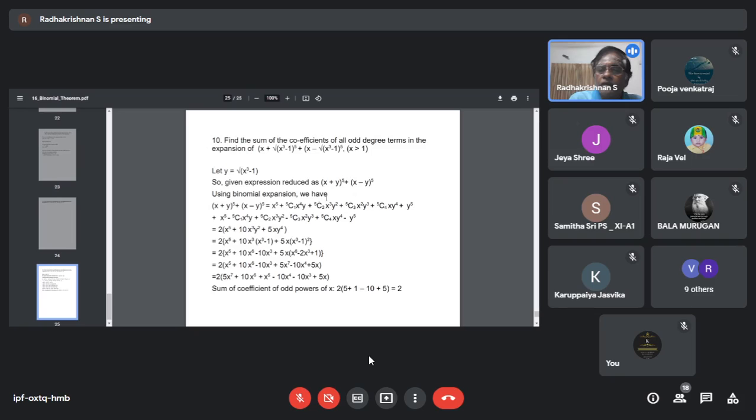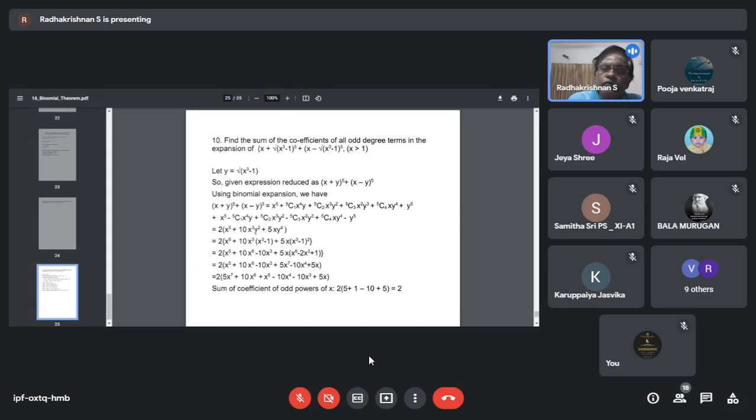Now if we do the binomial expansion for (x plus y) to the power of 5 and (x minus y) to the power of 5 and add both, a lot of terms will cancel out. Right? So what you will get is out of the 6 terms, only 3 terms will remain and they get added 2 times. So 2 into x to the power of 5 plus 10x cube y square plus 5x y to the power of 4.